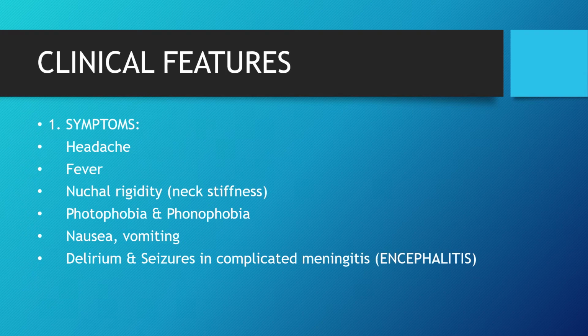Okay, so how will a patient with meningitis present to the clinic, to a doctor? Well, he will initially develop symptoms like headache, fever, and nuchal rigidity. And these three symptoms are the classic triad of meningitis, right? These three symptoms alone are pathognomonic for meningitis and hence can confirm your diagnosis.